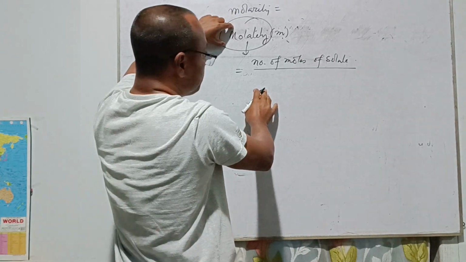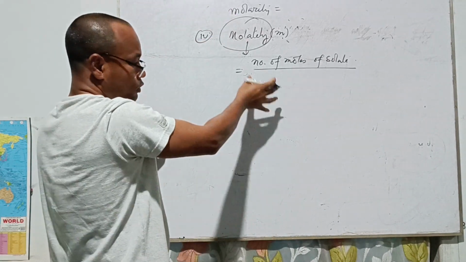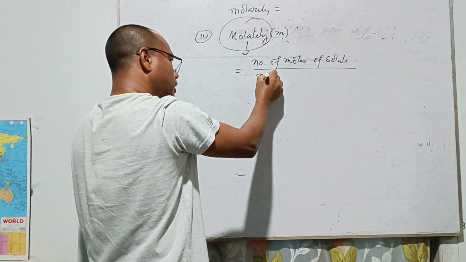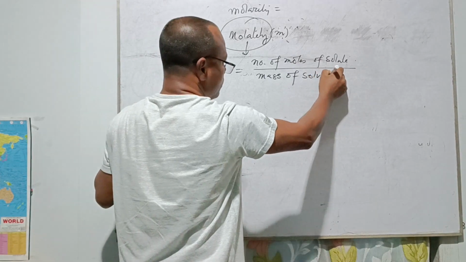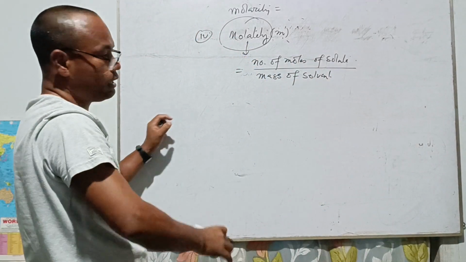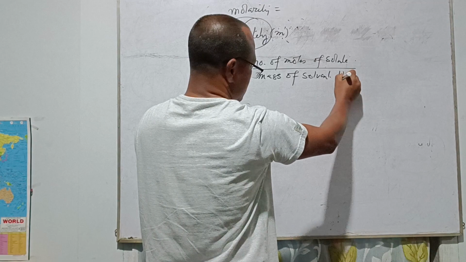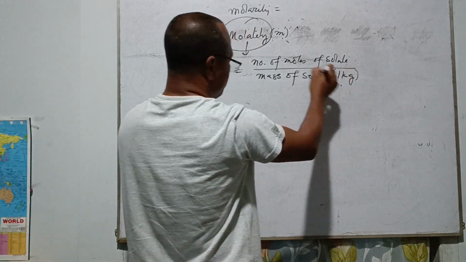But in the case of molality, it's not the volume of the solution. Here it is the mass of the solvent. How much mass of solvent do we use to calculate molality? That must be 1 kg of the solvent.